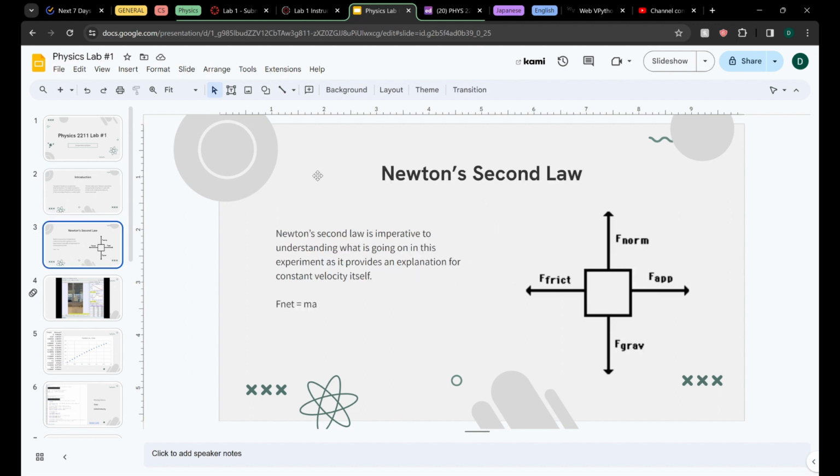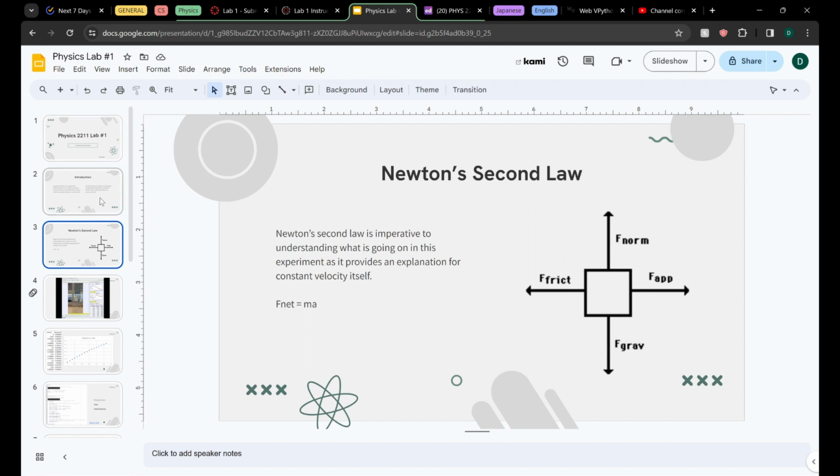Newton's second law plays an imperative role in this lab as it provides an explanation for constant velocity itself. In order for constant velocity to actually exist, the forces that are acting on the object have to cancel each other out. Net force has to be zero, which is explained by Newton's second law.